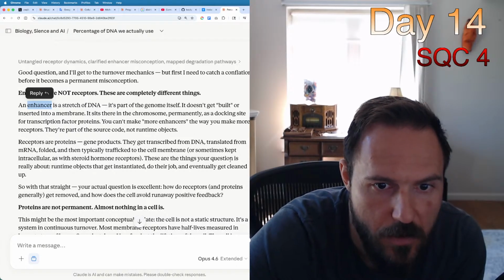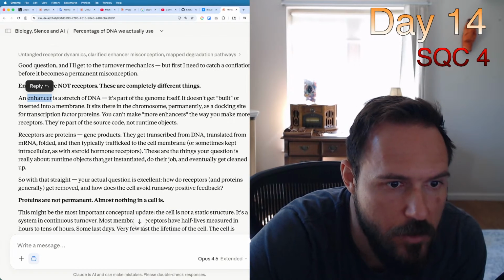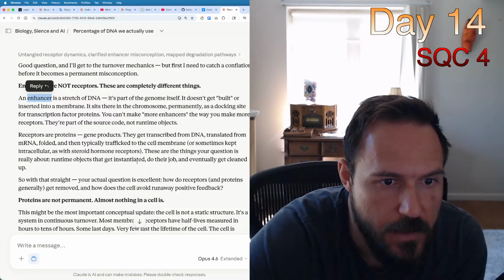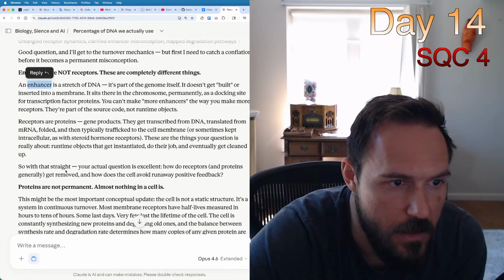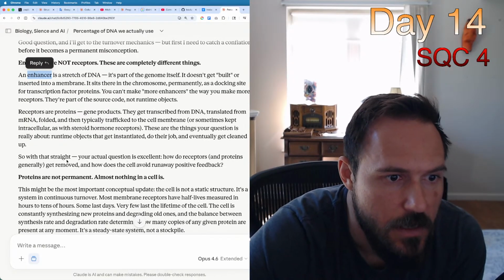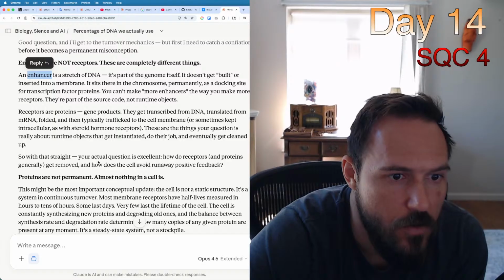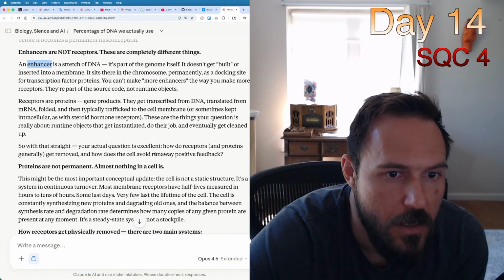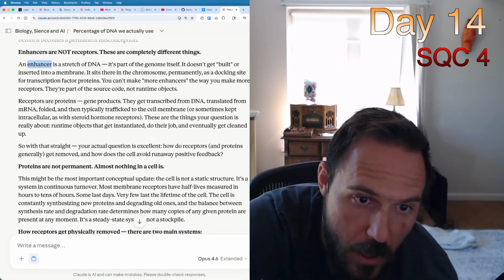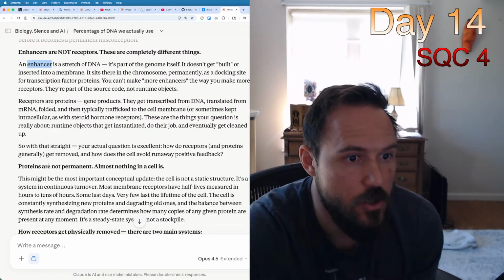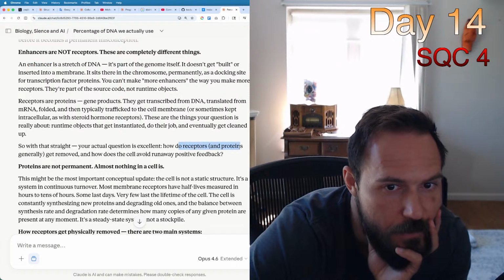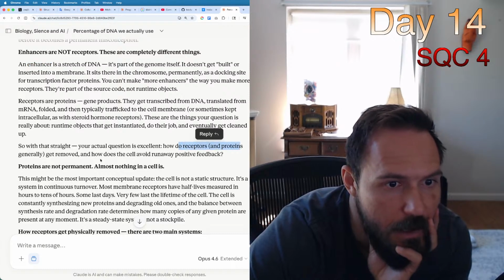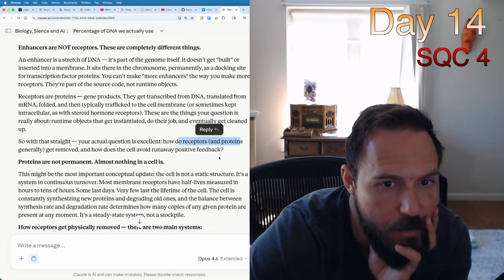These are the things your question is really about. Runtime objects that get instantiated, do their job, and eventually get cleaned up. So with that straight, your actual question is how do receptors and proteins generally get removed, and how does the cell avoid a runaway positive feedback loop?